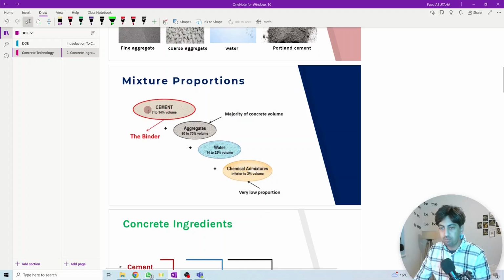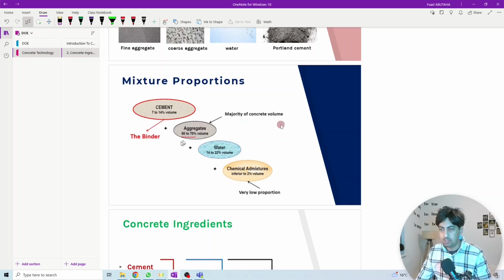And the percentage of the binder material here ranges between 7 to 14%. The second material here is the aggregate. And the percentage of the aggregate volume in the concrete ranges between 60 to 70%.